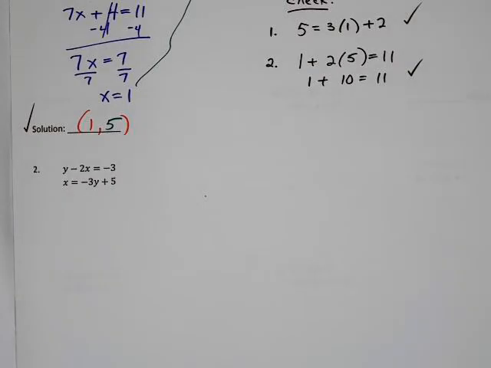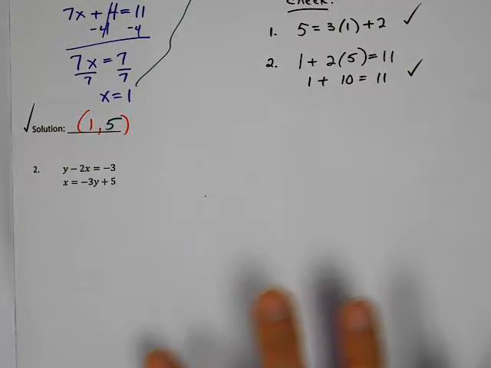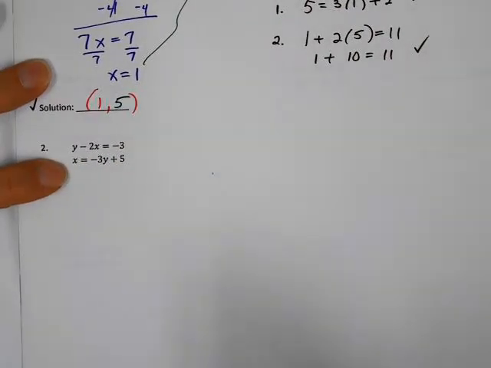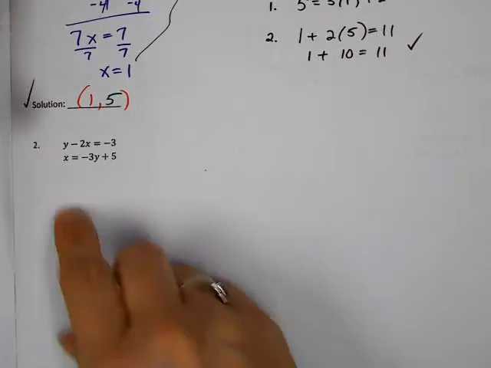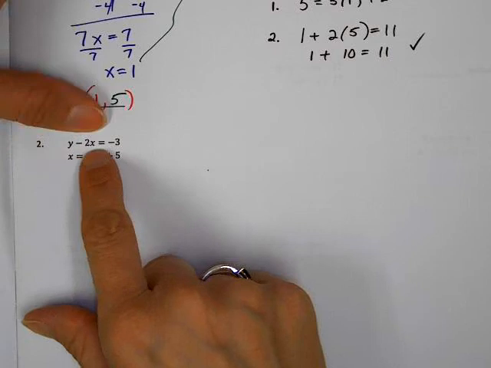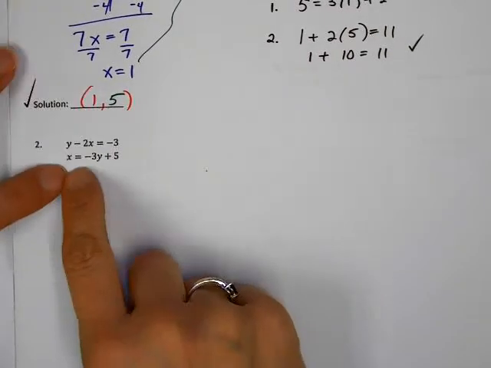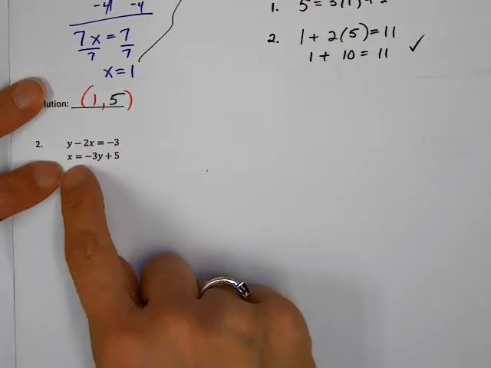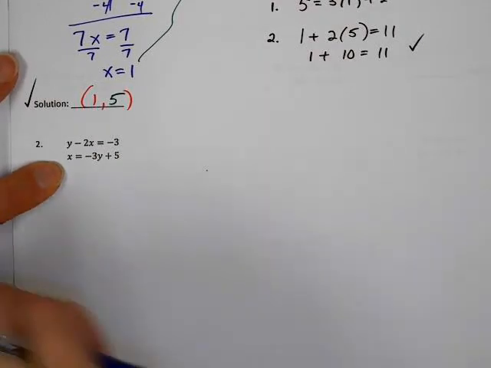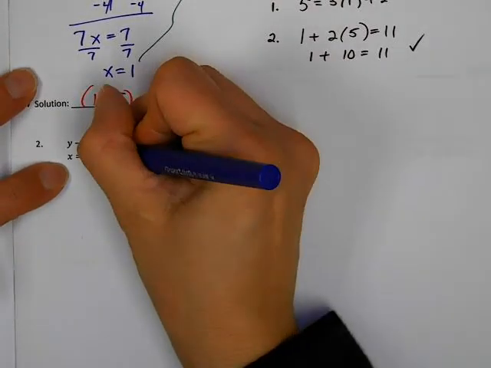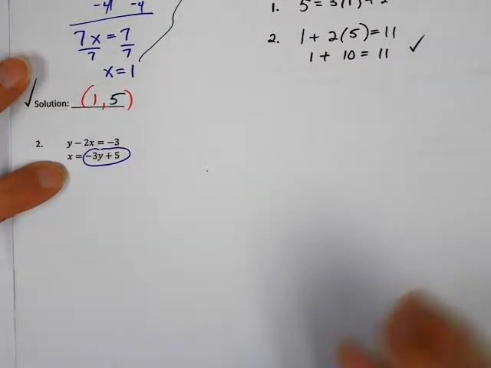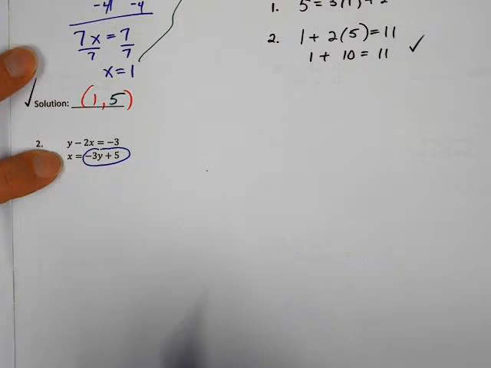Step 1 is to get one of your variables alone. Which variable seems like it might be the easiest to isolate? That y is not alone. This 2x is certainly not alone. Oh, look at this. X equals. X is already isolated. So that would be the easiest thing to do. Right here, x equals this stuff. All right, so if you can find a variable that's already isolated, go with it.